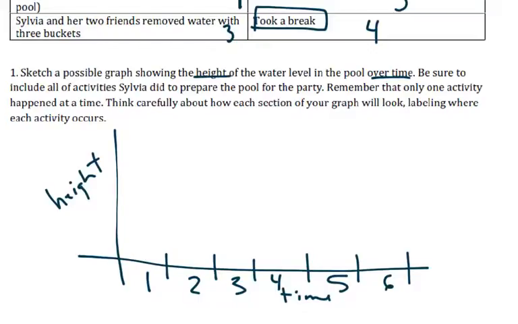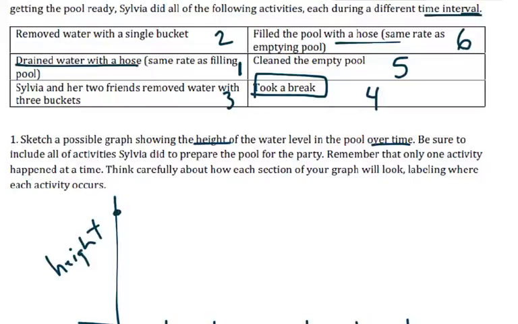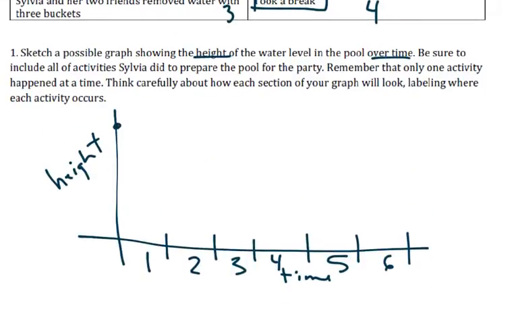So we start up here, our height. Okay. Now it says we drained water with a hose. So it's going to be going down, right? So let's say it goes down like this. Oops, it's a little curved, isn't it? And now the hose doesn't work anymore.